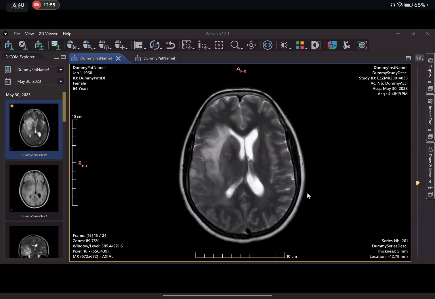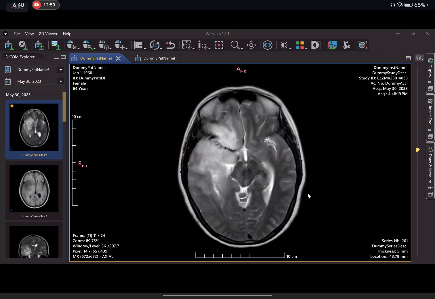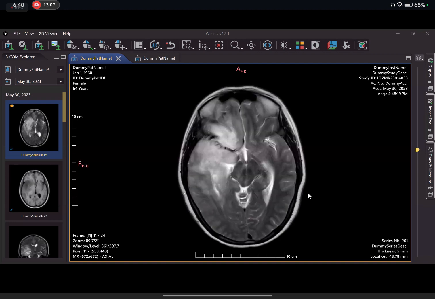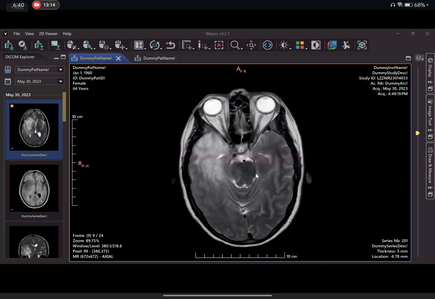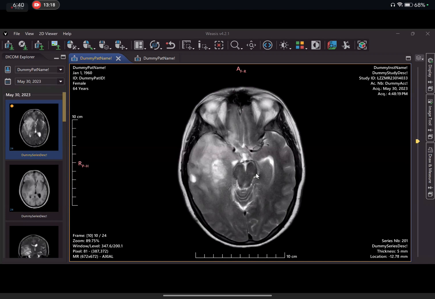On scrolling down, we can also see there is effacement of the crural cisterns and the Sylvian fissure. Then, basically the MCA appears pushed up, right? And there is a mild midline shift.